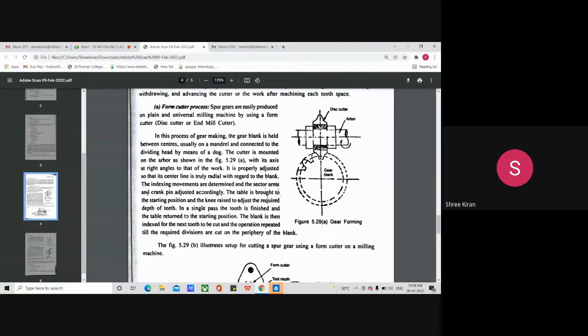That's what happens. So in this process of gear making, the gear blank is held between the centers, usually on a mandrel and connected to the dividing head by means of a dog. The cutter is mounted on the arbor with its axis at right angle to the work. It is properly adjusted.